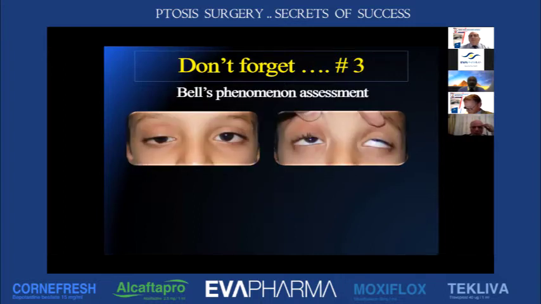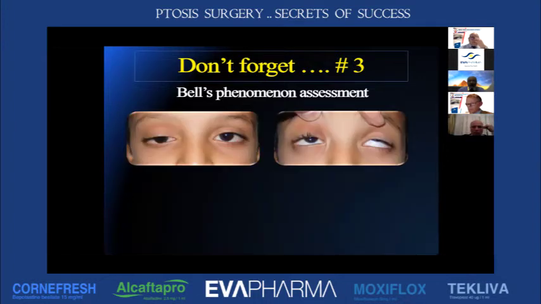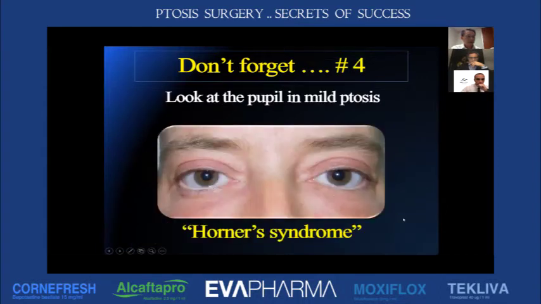Don't forget to assess Bell's phenomenon by trying to open the eye while the patient is closing his eye. If the patient has decreased Bell's phenomenon, like this patient, if you operate on him, he might have corneal problems, exposure keratopathy, and this patient ended up with even a dacryocystectomy.